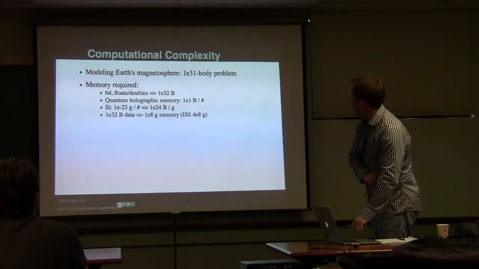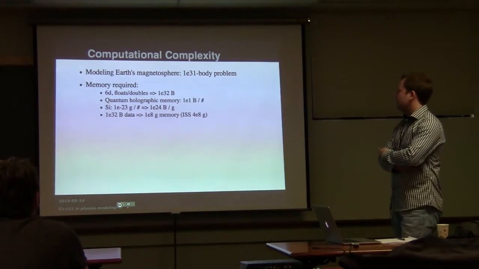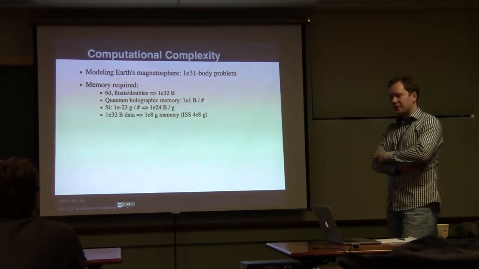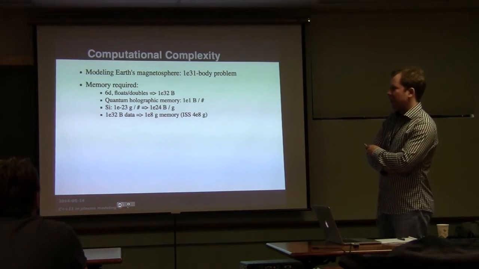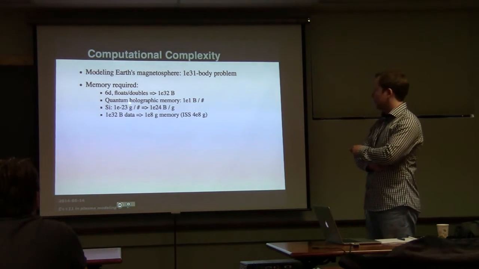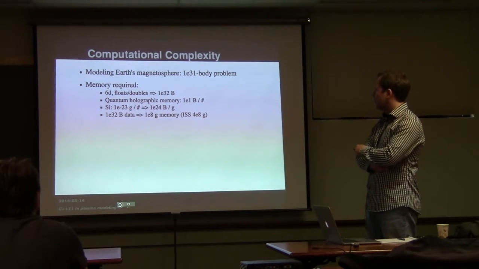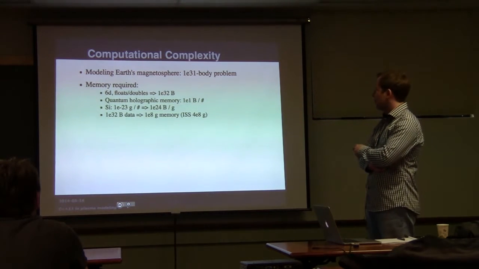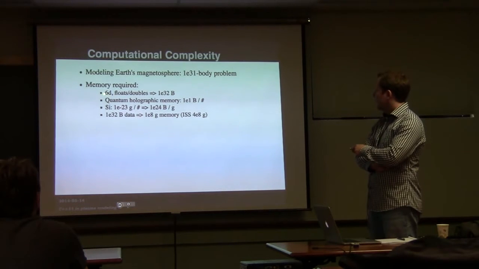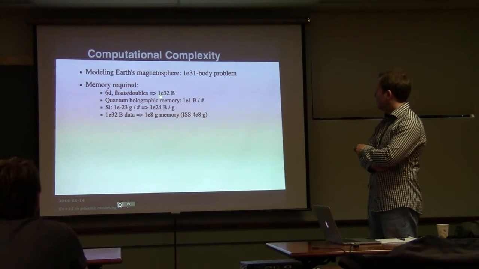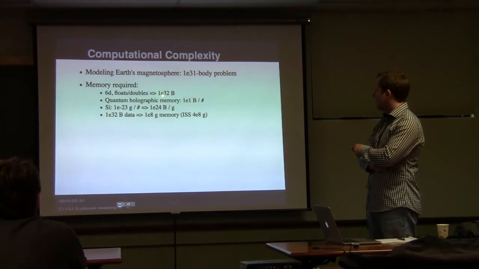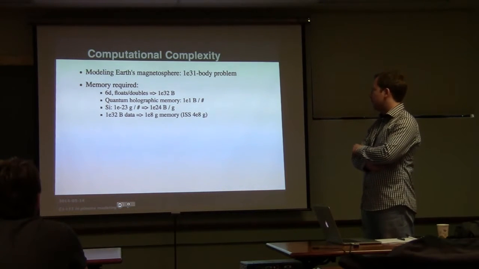To put it into perspective, this is a back-of-the-envelope calculation, maybe XKCD style. Let's see how much memory would be required to just store this on a computer. Let's see, 6 floats or doubles per particle, underestimated a bit, so 10^32 bytes.